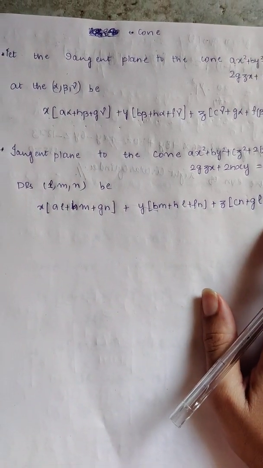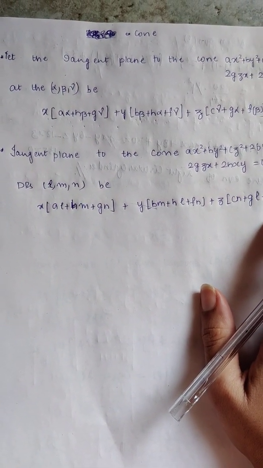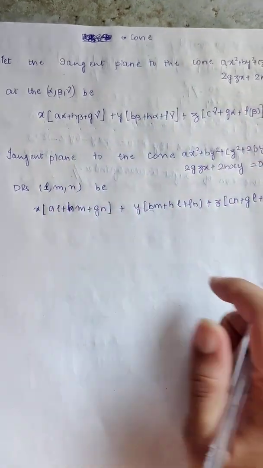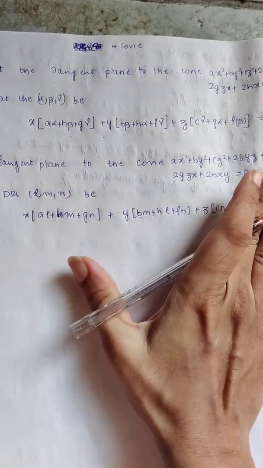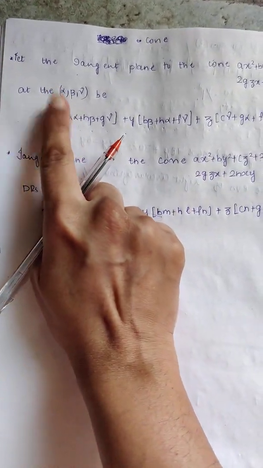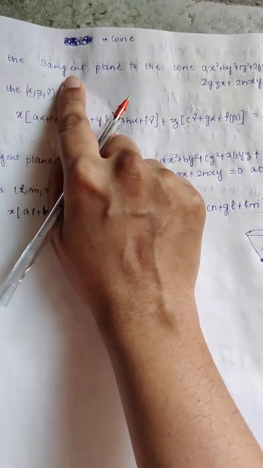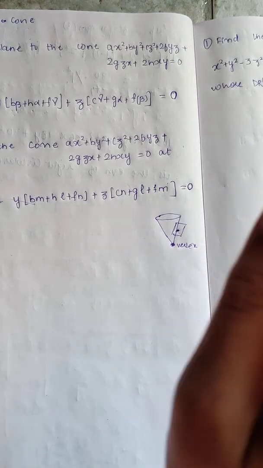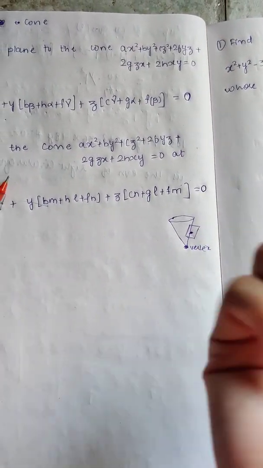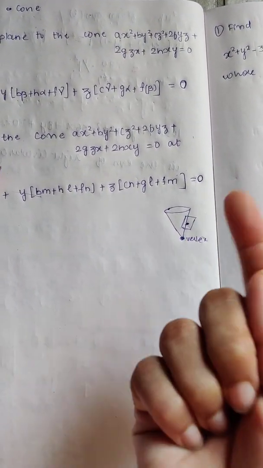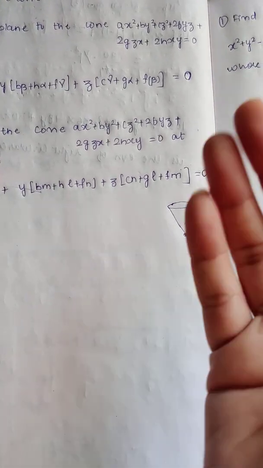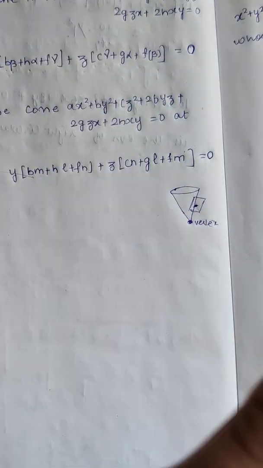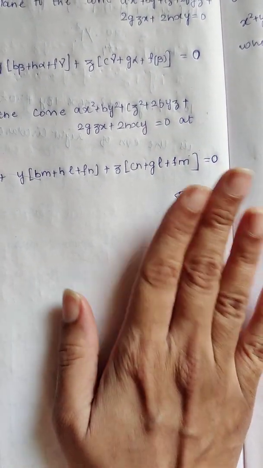Hello girls, let us move on to the next topic in the cone, wherein I'm going to talk about the tangent plane to the cone at the point of contact alpha, beta, gamma. So what do you mean by a tangent plane to the cone, girls? At any cone, if my plane is touching the cone at one single point, then that particular plane is known as what? Tangent plane. I'm repeating once again. Whenever the plane is touching the cone at one single point, it is known as the tangent plane.